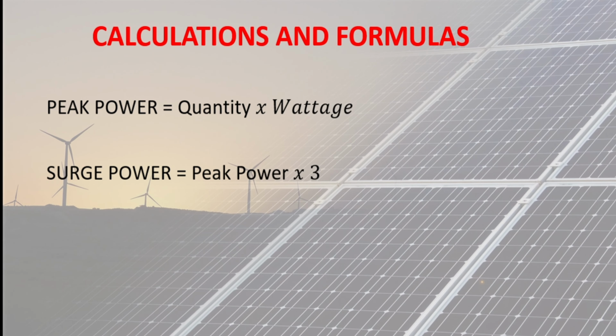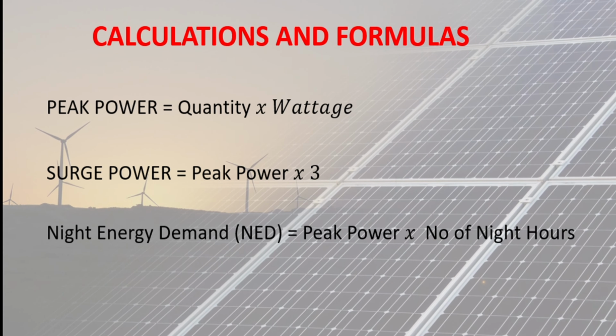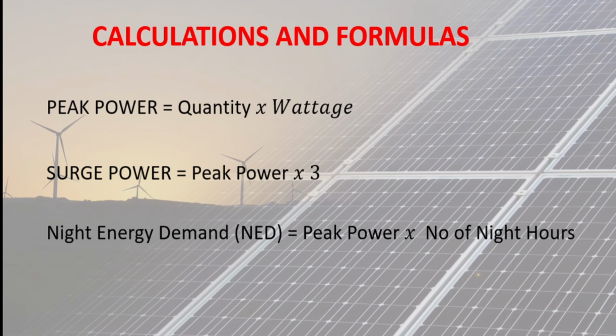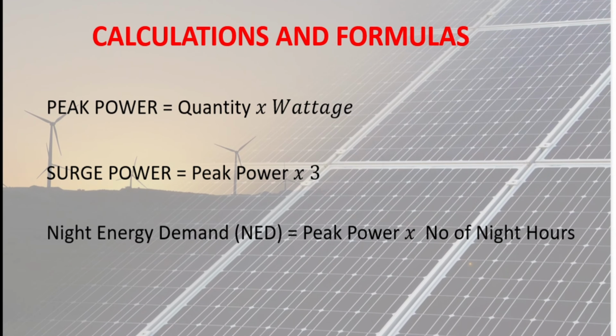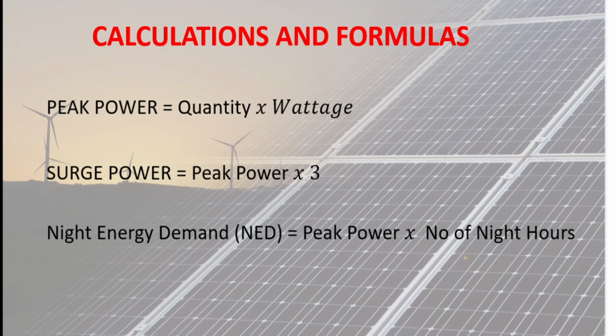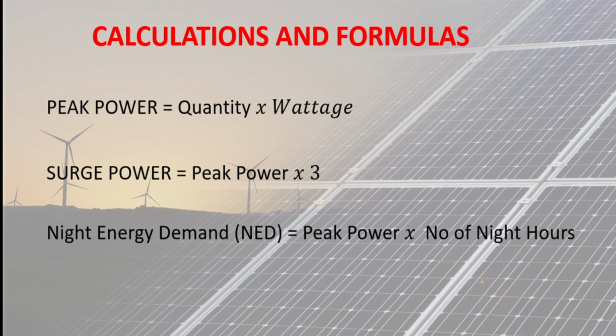Again, on number 3, we calculate what we call night energy demand. Night energy demand is the energy needed, or being used, or being required during the operation of all the appliances that operate during the night. That amount of energy is calculated as the total peak power of the devices, multiplied by the number of night hours of operation. After calculating the night energy demand, we have to calculate what we call the day energy demand.